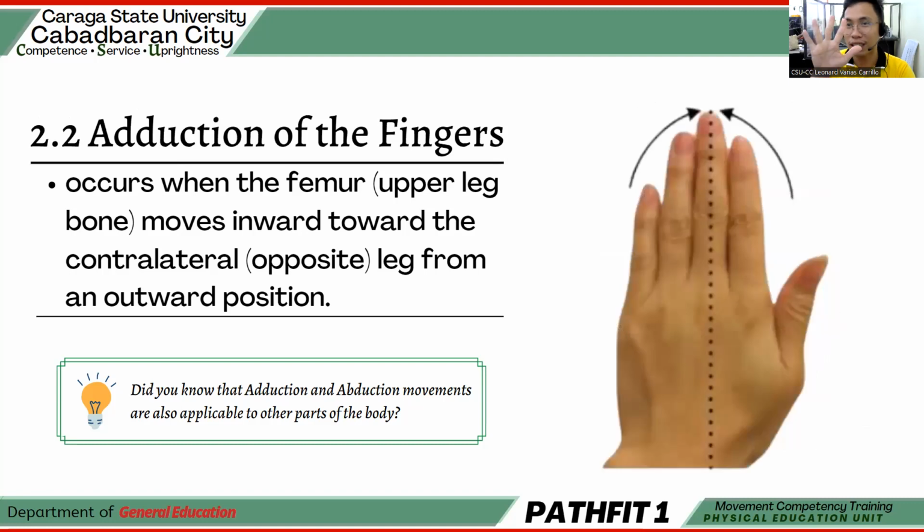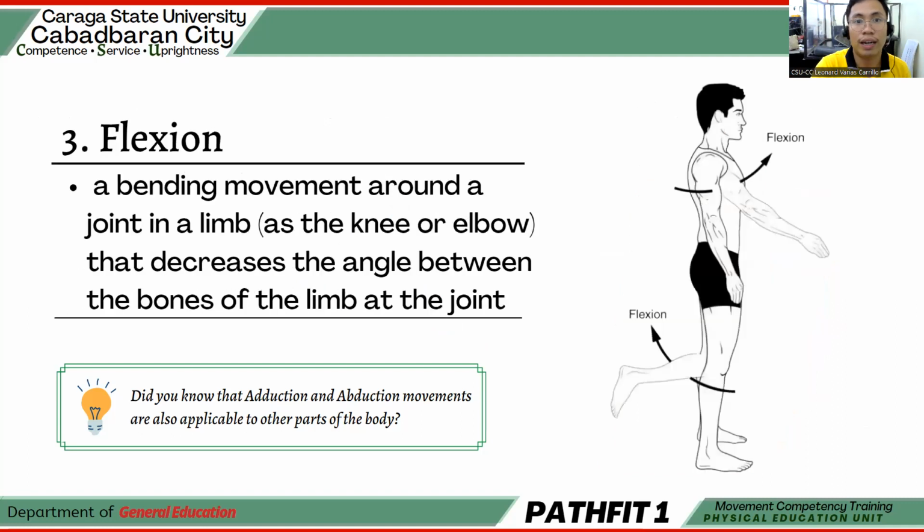Next is adduction of the finger. So it's just the opposite of abduction, right? Abduction is opening it, moving your fingers away from the midline. While in adduction, sorry, I didn't change. It occurs when the fingers go back toward the midline of the finger, or the digits. Okay, so abduction or ABD and ADD, adduction. Next is flexion.